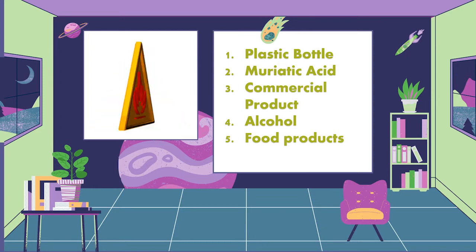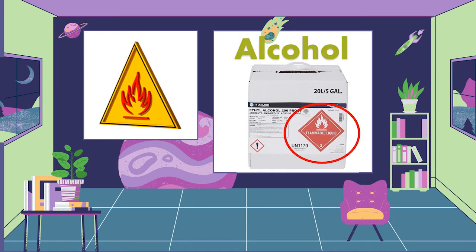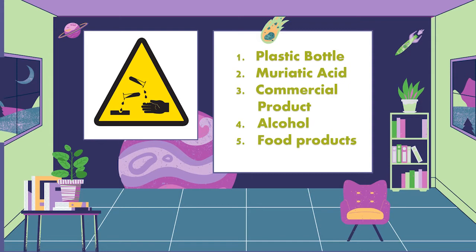Number 1. Identify this product label. Is it seen in plastic bottle, muriatic acid, commercial product, alcohol, or food products? What is your answer? Very good. This label is seen in alcohol. It means flammable liquid. Number 2. Identify this label. Is it seen in plastic bottle, muriatic acid, commercial product, alcohol, or food products? What is your answer?